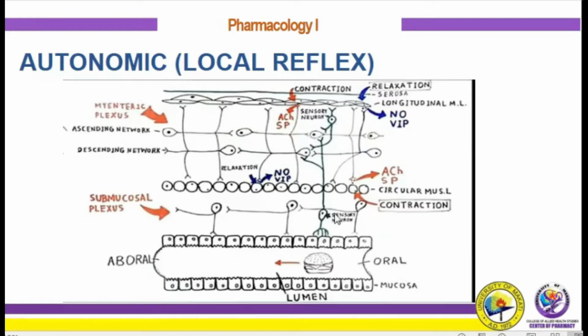At ang pangalawa ay nakolocate dito sa submucosa. So in this part, sa part ng submucosa, makikita ang submucosal plexus. So ito ang submucosal plexus. Ayan.